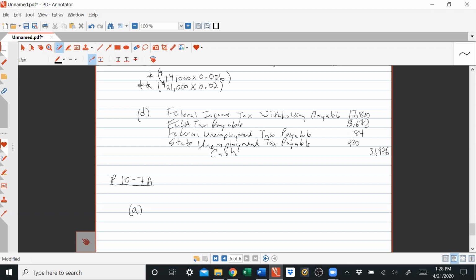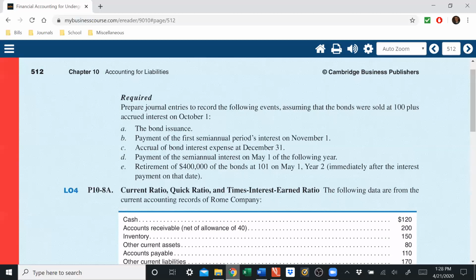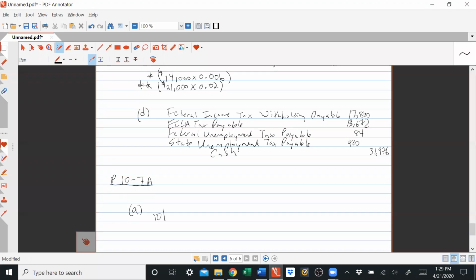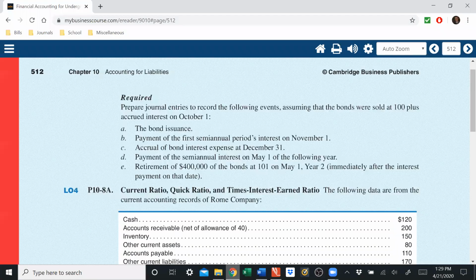So A. All right. The company is issuing the bond issuance. We're supposed to record the journal entry for the bond issuance, and it's made on, of course, October 1st of whatever year. Well, if the borrower is issuing bonds, they're receiving cash, so we're going to debit cash. How much do we receive? We're going to receive 100% of face value plus accrued interest because the bonds are dated May 1st.